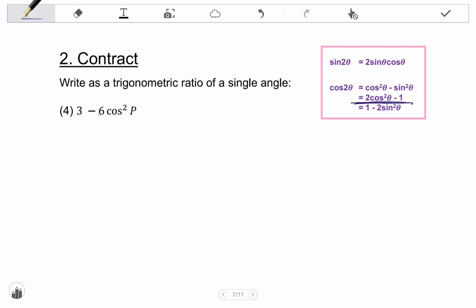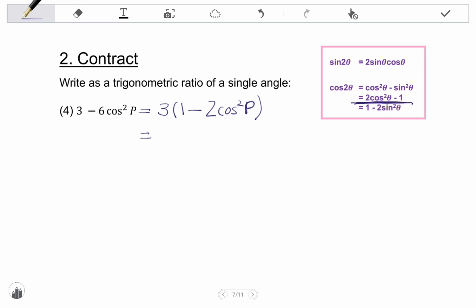What I do notice is that my two terms, 3 minus 6 cos p all squared, have a common factor of 3. So I'm going to factorize out the 3, and I'm left with 1 minus 2 cos p all squared. I'm getting closer to the double angle formula. So I have the 1 minus and then the 2 cos p all squared. But in the formula, the cos of the angle squared is positive. So in order to make this positive, I need to factorize out a further negative 1.